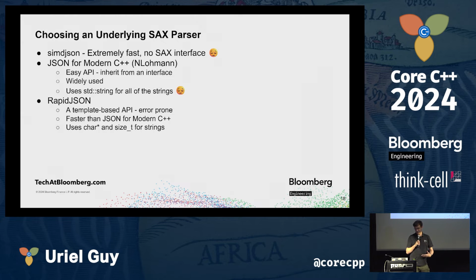And last but not least, there's RapidJSON, which is also very widely used. It's much more performant than nlohmann. It is still very friendly. It does have a template-based interface, which means that if you get any typos, then it just fails silently and you don't get any errors. But luckily, I have done that for you and then failed miserably, so you don't have to. And it uses char pointers and size_t's for strings, which is luckily wrappable by string views these days. So everybody wins.